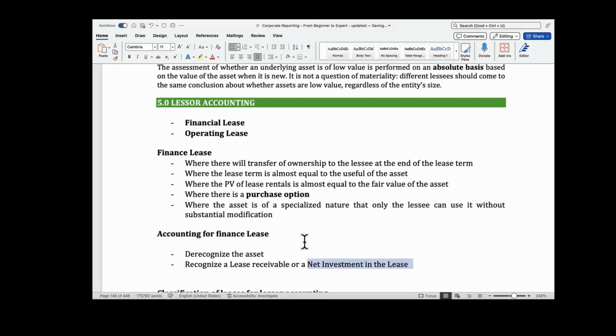That is what you recognize. And you know that when you want to derecognize an asset, which is a debit balance, you most likely credit it. Then you come and debit this lease receivable. But this lease receivable, or net investment in the lease, how do you value it? How do you measure it? At what amount do you put it in your books?